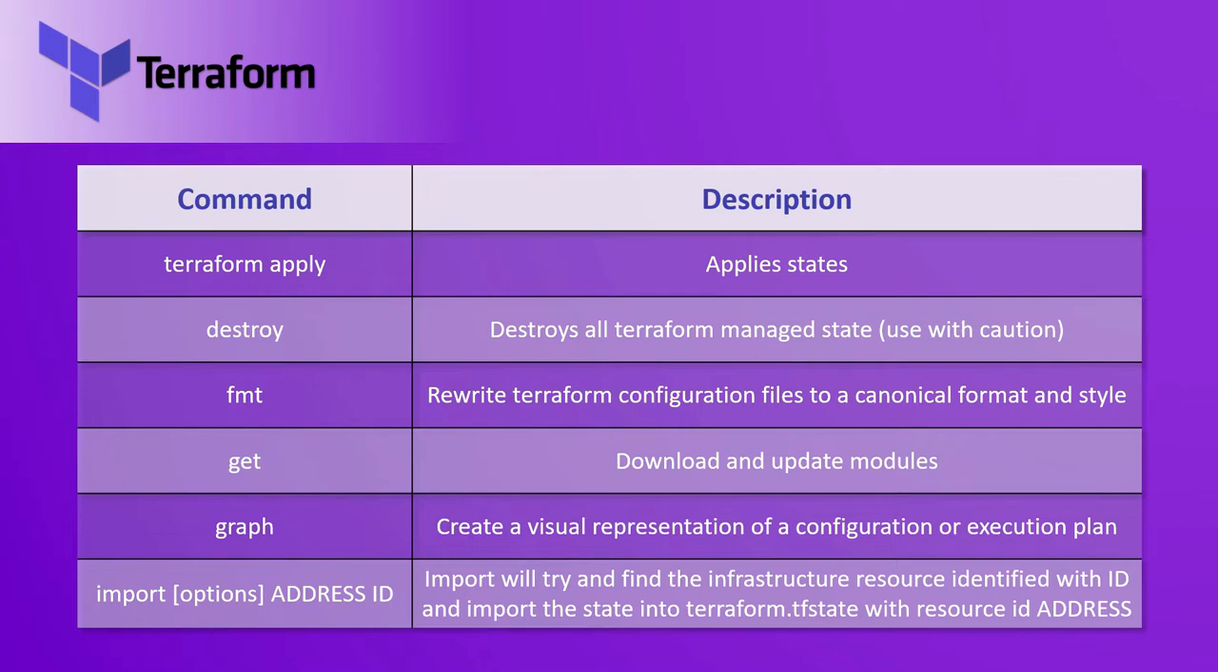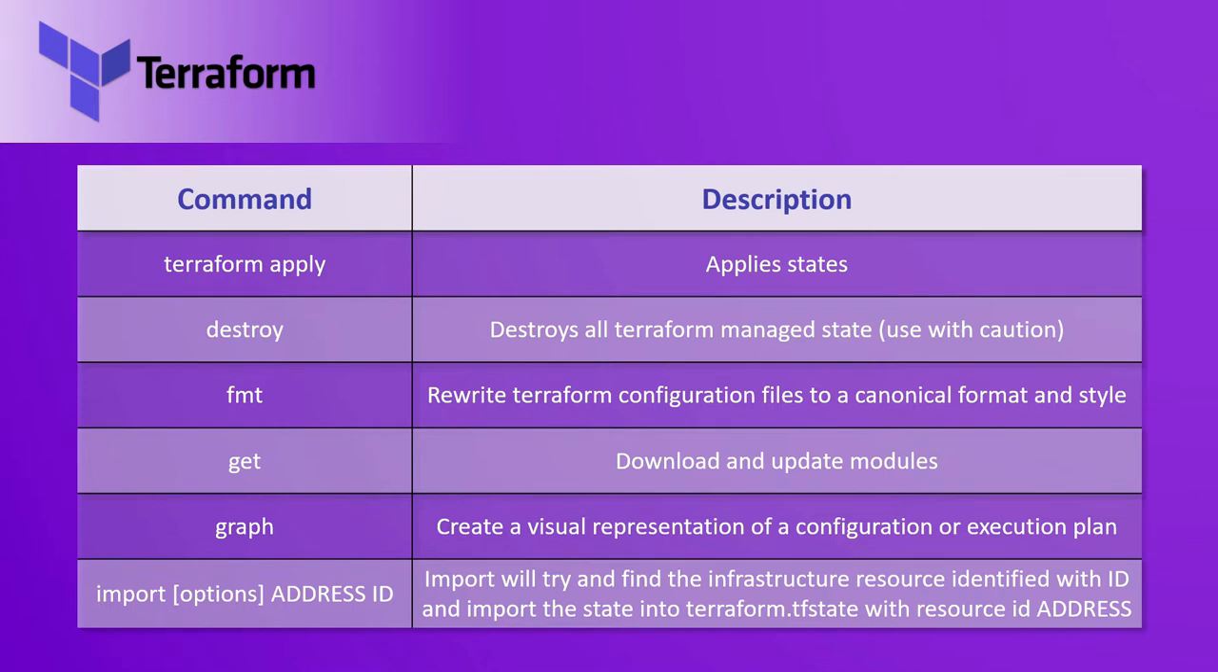Terraform fmt. It is used to rewrite Terraform configuration files to a canonical format and style. It basically formats your code nicely. So, typically you use this command before committing your changes to make sure that the formatting is correct. Then, terraform get. It is used to download and update the modules. You can use terraform graph to create a visual representation of a configuration or execution plan.